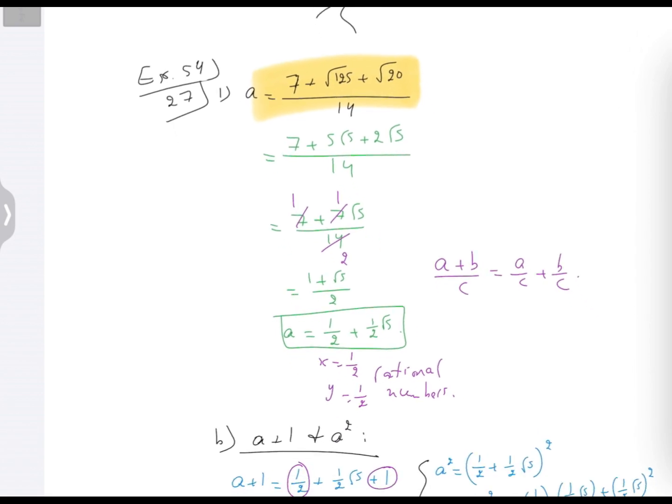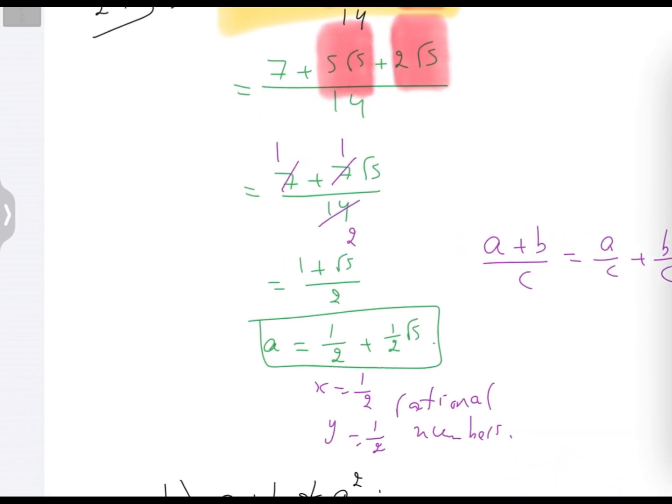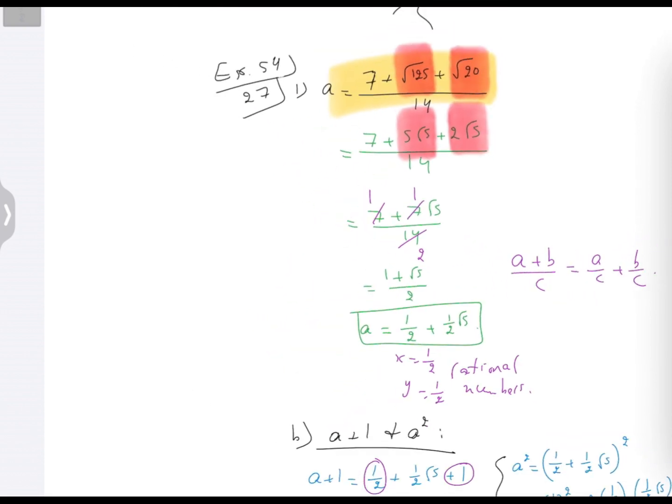First, let's start with radical 125. It is 5 radical 5 using a calculator. Radical 20 is 2 radical 5, also using a calculator. Now we have 5 radical 5 and 2 radical 5, it's 7 radical 5. Now we can simplify the three terms, 7 radical 5 and 14, all divided by 7. We get (1 plus radical 5) over 2.